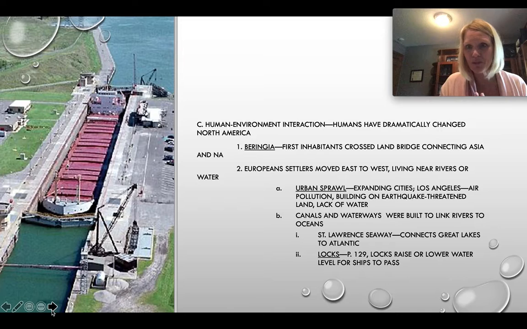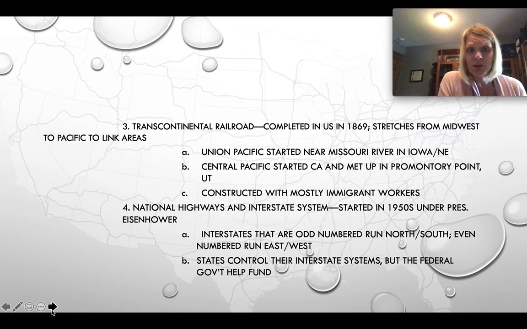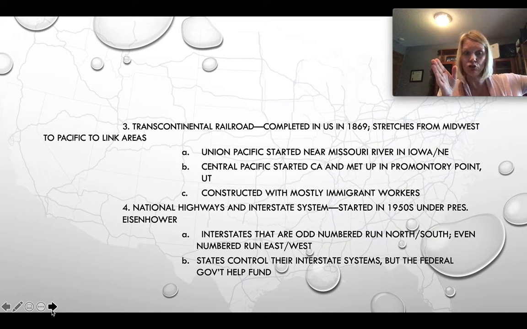It's my favorite word, infrastructure, because they realized how humans can shape the natural environment in order to make it work for humans. Always great, but sometimes it might have negative consequences as well. And then finally, I want to talk about the Transcontinental Railroad. It took several years to build, but it was completed in 1869, and it stretches from the Midwest all the way to the Pacific.